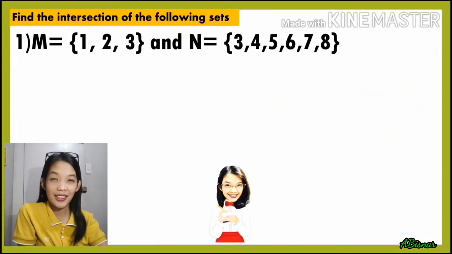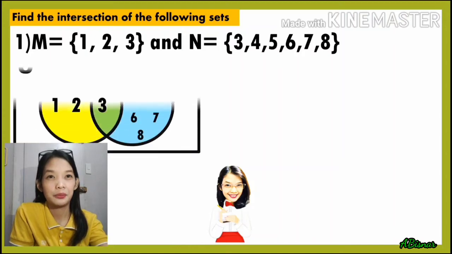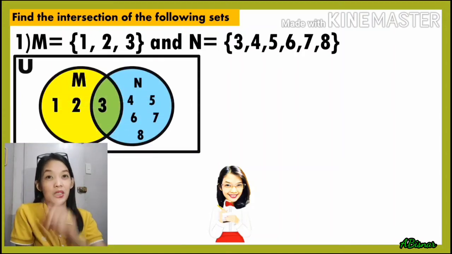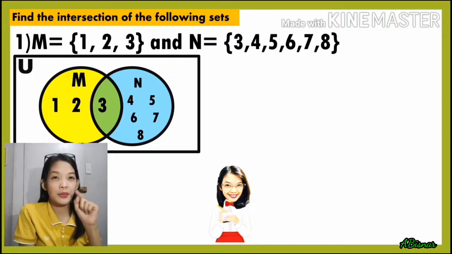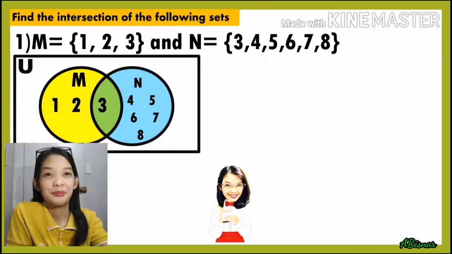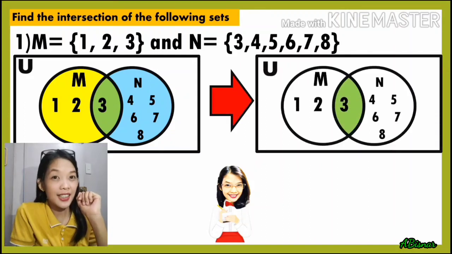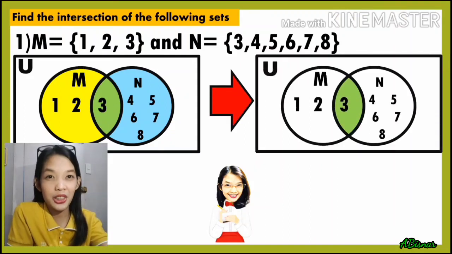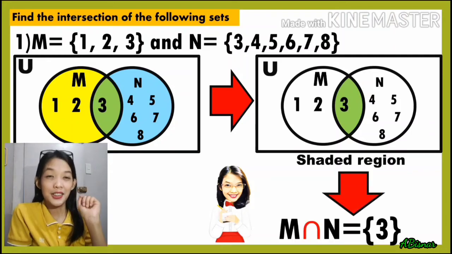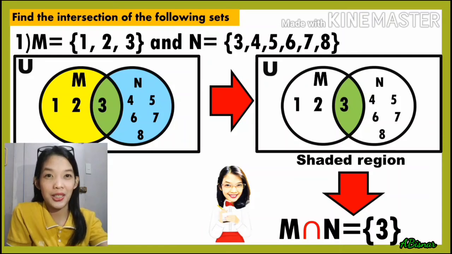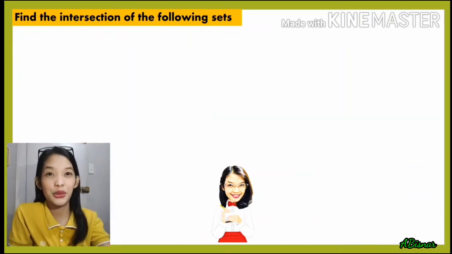Let us now check your answers. For number 1. So set M has the elements 1, 2, and 3. And set N has the elements 3, 4, 5, 6, 7, and 8. And therefore, the intersection will be the shaded region. And what is it? That's correct. The intersection of M and N is 3.